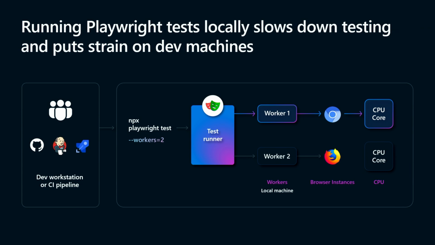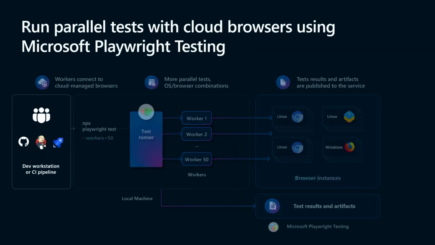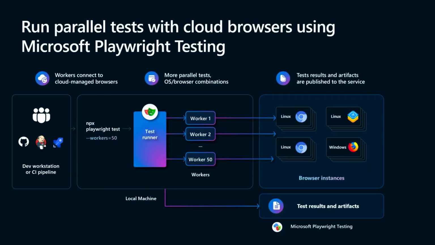Everything is happening in the context of the local machine, and the CPU cores are limited. So only a small number of browsers can be spun up in parallel. When you run the same set of tests on the service, nothing changes. The environment remains the same.